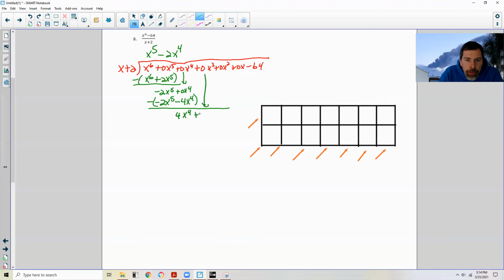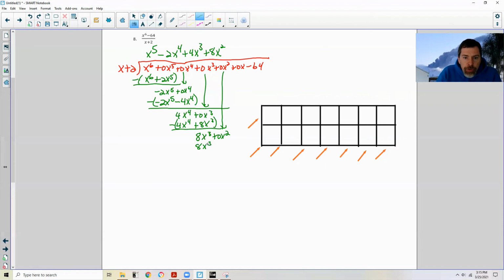Bring this down, that's plus 0x cubed. To get 4x to the 4th, I need a positive 4x cubed. 4x cubed times 2 is plus 8x cubed. Subtract. And I get 4x to the 4th minus 4x to the 4th is 0. 0 minus 8x to the 3rd is negative 8x to the 3rd. Bring down my plus 0x squared. All right. I need an 8x squared. 8x squared times x is 8x cubed.